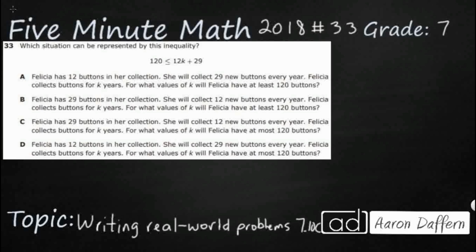Today we are looking at the 7th grade concept of writing real-world problems. This is standard 7.10c in the great state of Texas, and we are using item number 33 of the 2018 released STAAR test. If you have not done so already, please go ahead and take a moment to pause the video, work this problem out on your own, unpause it, and then we will look at our answers together.